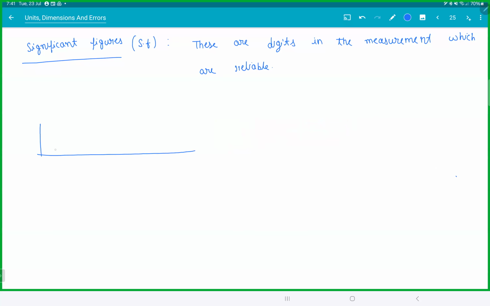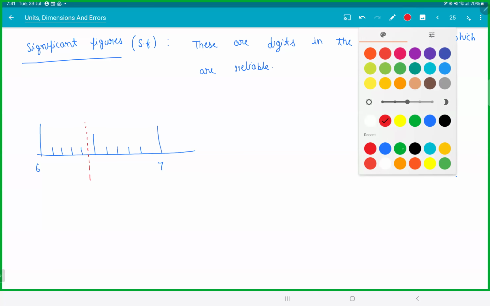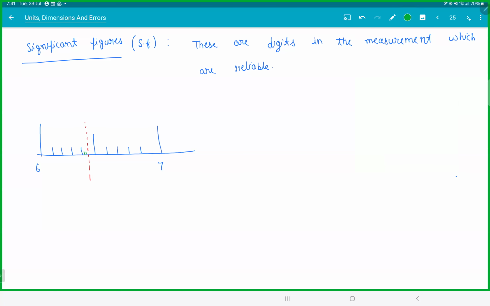So if you have something like this, a scale, let's say this is 6 and this is 7, and a reading comes somewhere here. Let's say this scale also has smaller divisions. Now, if I tell you to look at this reading, I'm sure it is 6. I'm sure it is 4. But that last digit, I'm not sure exactly what it is. It gives you a feeling it looks like 3. Some people will say 4. We don't know. So out of all, the 6 is the most reliable digit.